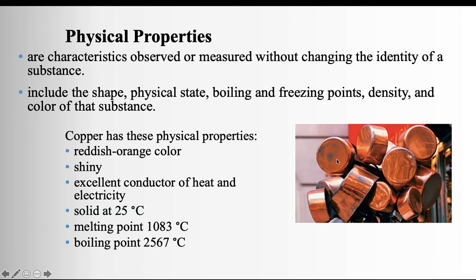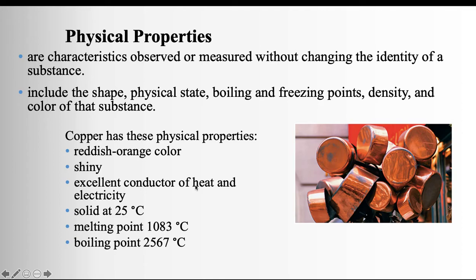Here's an example. If I showed you this picture, you would instantly look at these and say, oh, this is copper. Why? First of all, because it has this reddish orange color, and it will distinguish it from aluminum pans, for example, because aluminum doesn't have that reddish color. So we say, okay, this is copper. It's reddish orange in nature. It's shiny. That goes for all metal.